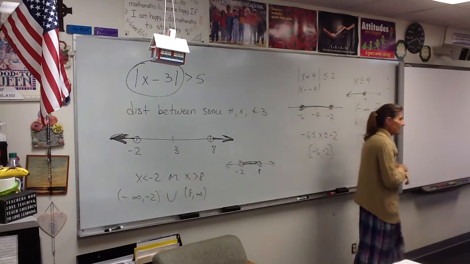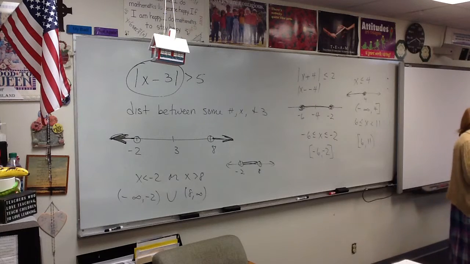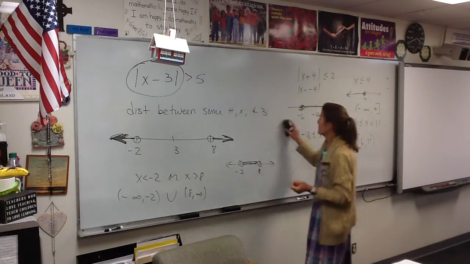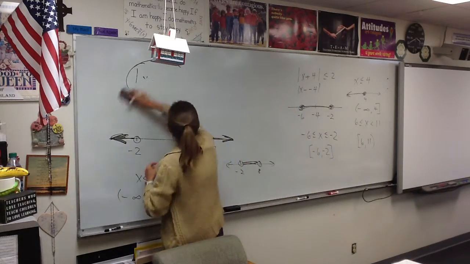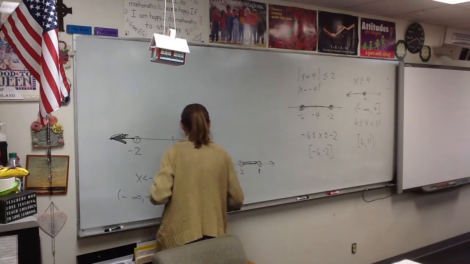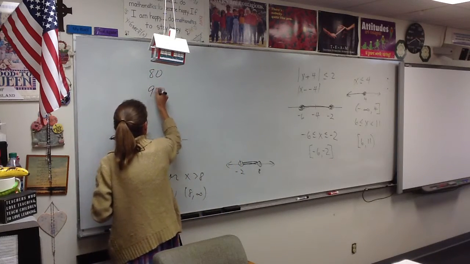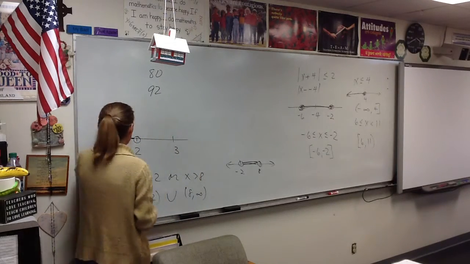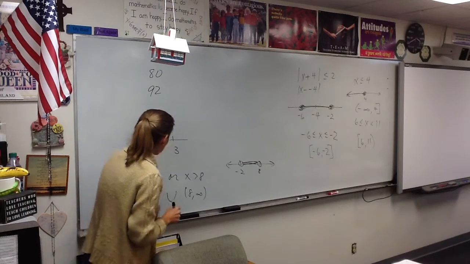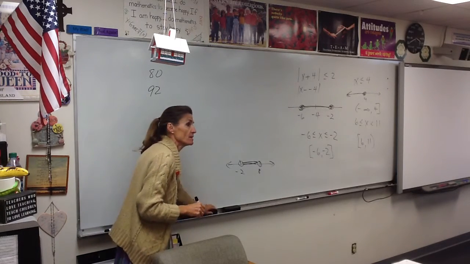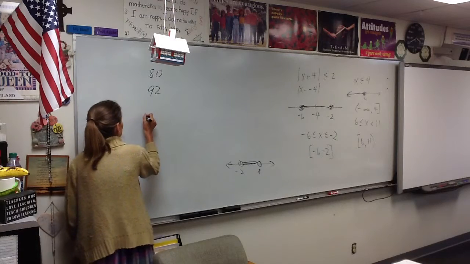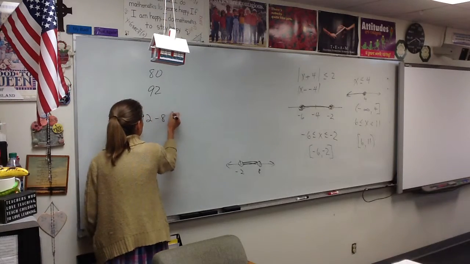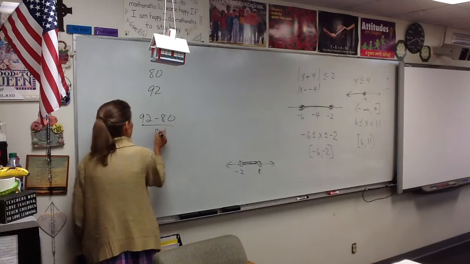Can you think of anything else we've talked about that's a little perplexing to you? So let's say you score an 80 on your first test and a 92 on your second test. What is your percent of increase? Anybody remember how to do that? Percent of increase, Bailey? 92 minus 80. Yep, you find the difference and you divide by the original.